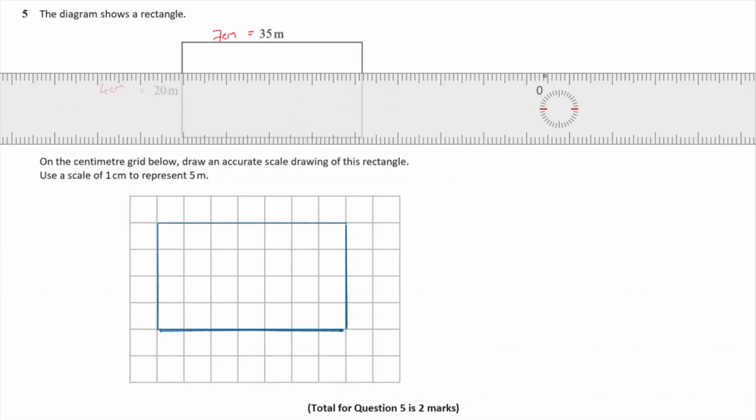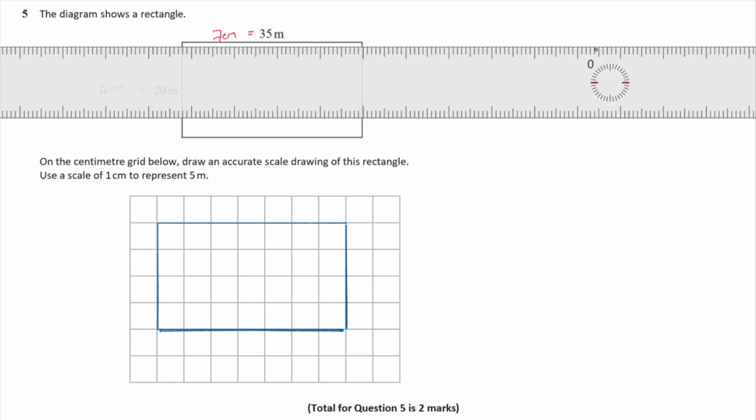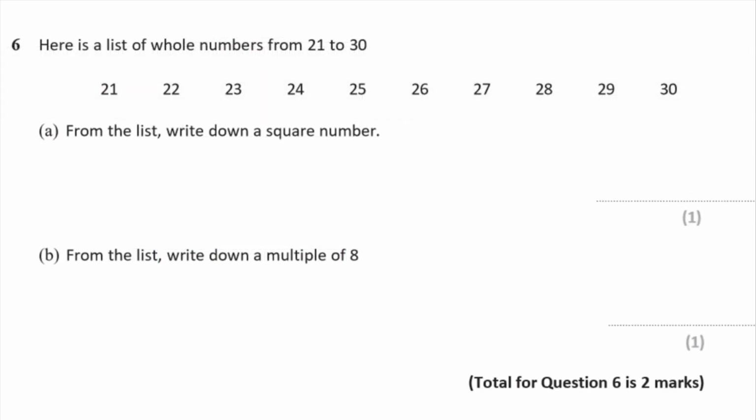Okay, so there's my rectangle drawn to scale. Question 6. Here is a list of whole numbers from 21 to 30. From the list, write down a square number. Well, square numbers are numbers that you times by themselves, and then that's your square number, isn't it?